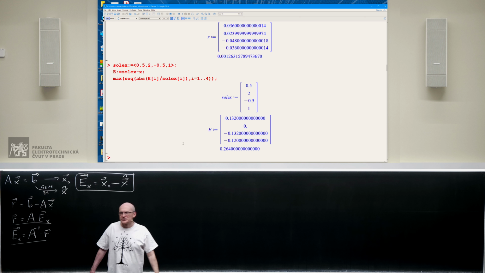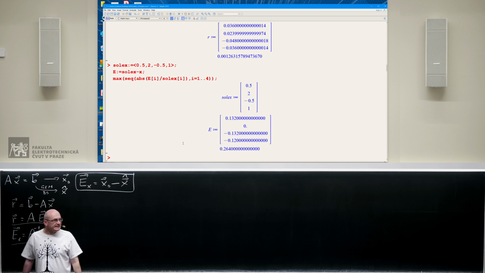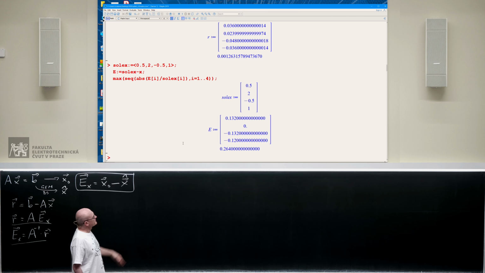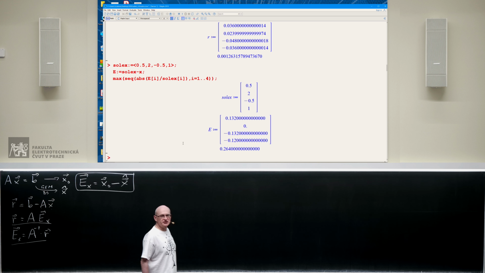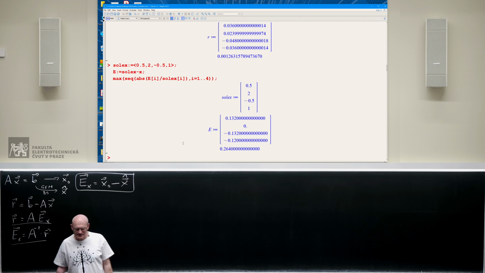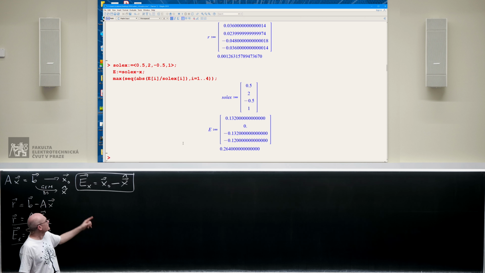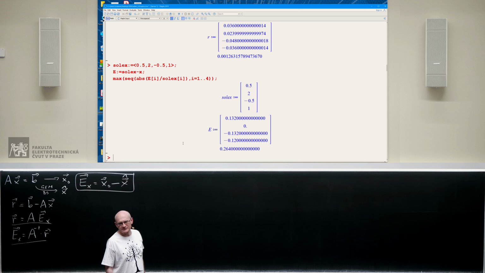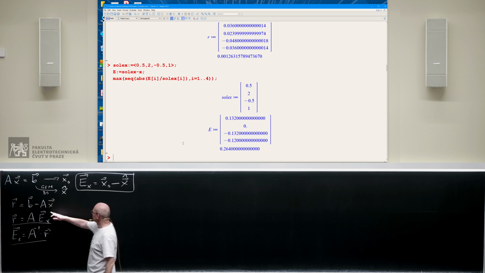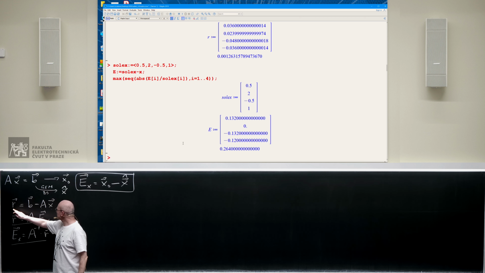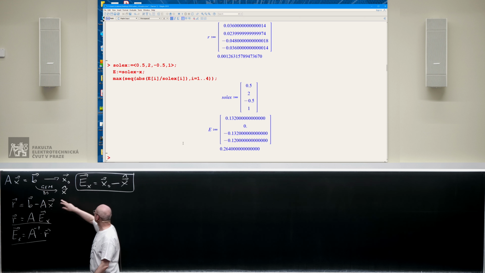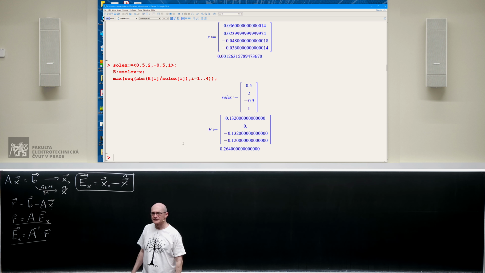0.264. So the relative error of the solution calculated in this way is more than 200 times larger than the relative error of the residual, so to speak, okay? By how much I missed reaching the right-hand side. So here I observe the error of about 0.1%, but the actual error is 25%.